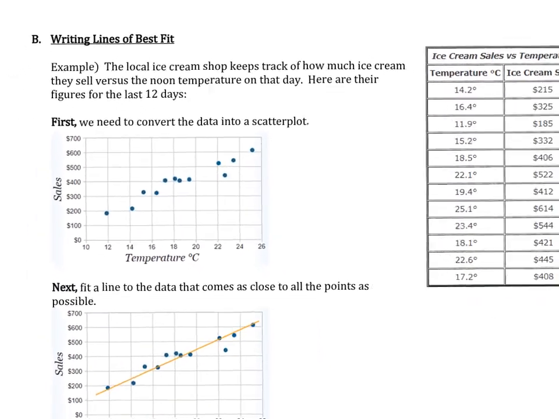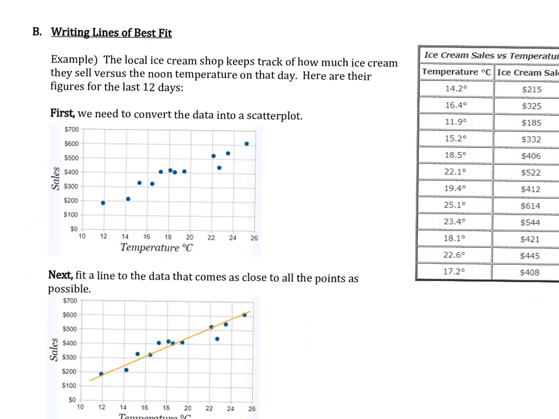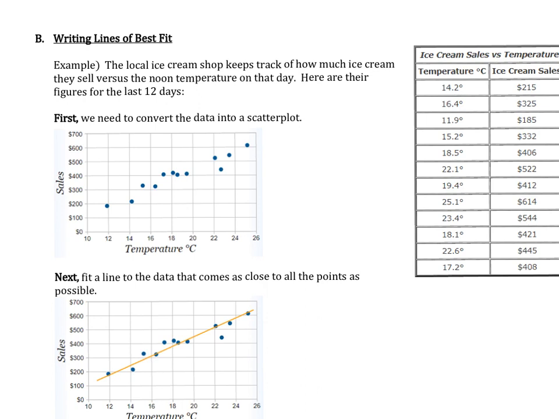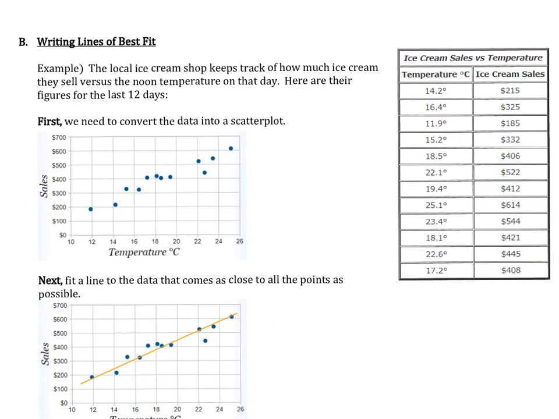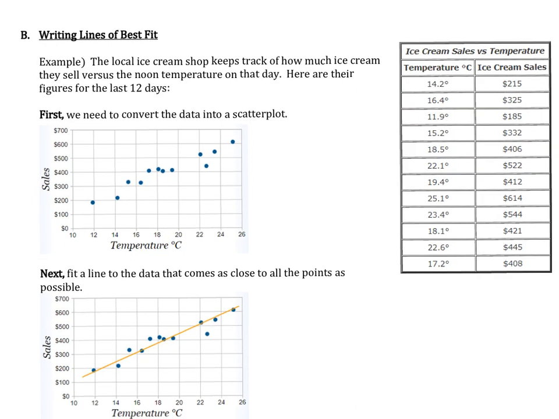So we're going to figure out how to write lines of best fit. This example says an ice cream shop keeps track of how much ice cream they sell versus the noon temperature on that day. Here are the figures for the last 12 days. Obviously when the temperature is higher, they're selling more ice cream, right? That's the correlation we want to notice. As the temperature goes up, up, up, the sales go up, up, up too.